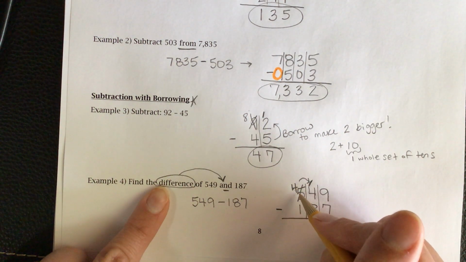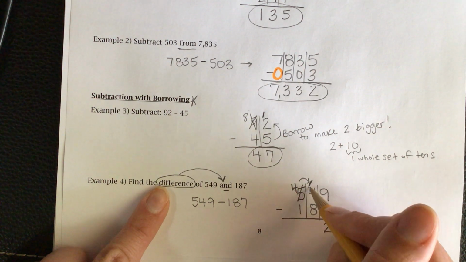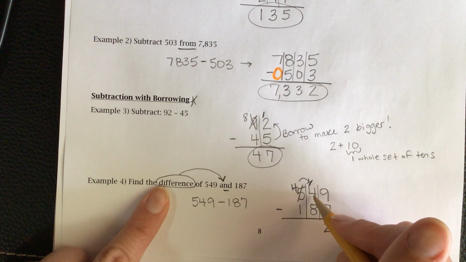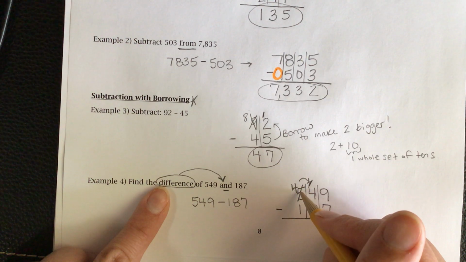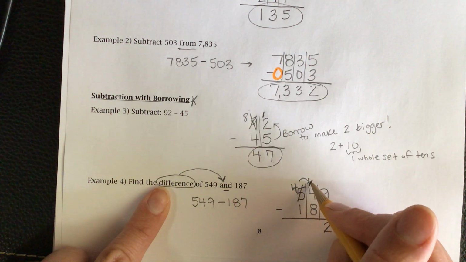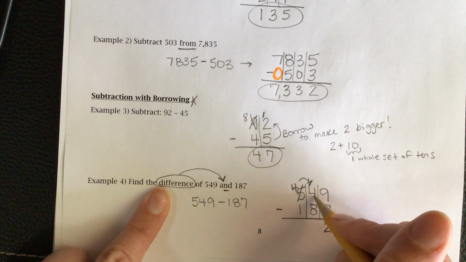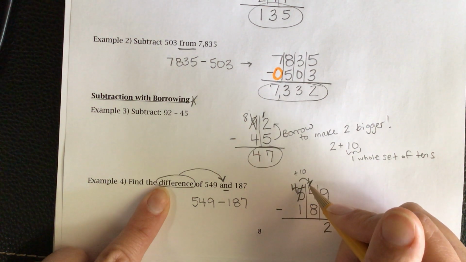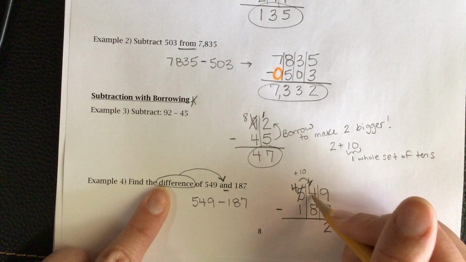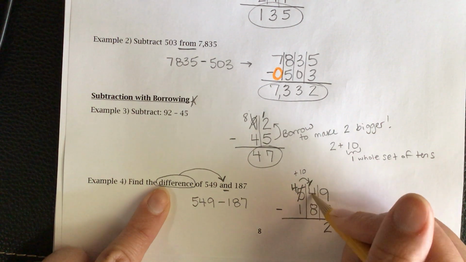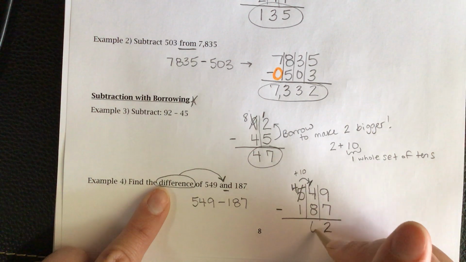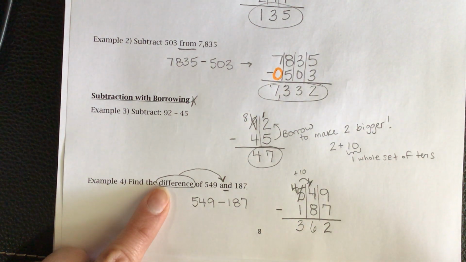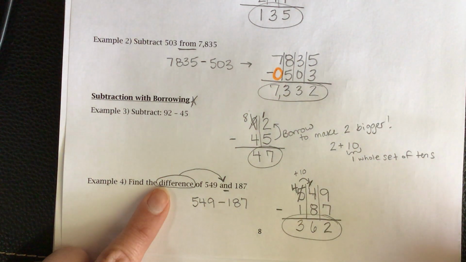When you take 1 from over here and you put it over here, you're really going to make a 14, which is harder to comprehend in the long term. You're still only changing it by a value of 10 though. So you're still only adding 10 to the 4, so you're going to end up with 14. And if you have more questions on that, I'm more than willing to answer that. So 14 take away 8 is going to leave us 6. 4 take away 1 is 3. So I get 362.